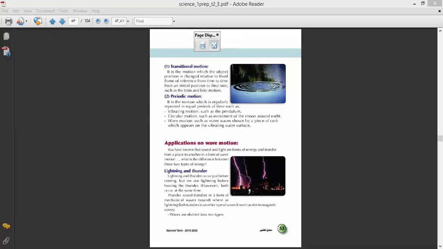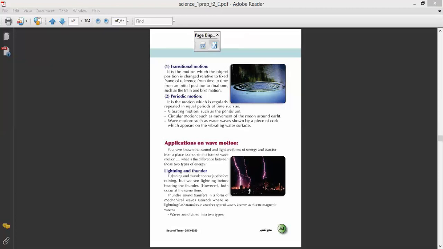This electromagnetic wave is like the light of the sun. You know that the light of the sun penetrates the space, then penetrates the atmosphere. So these transfer in all media and space. The light can transfer through air, light can transfer through water, light can transfer through a solid material like glass.